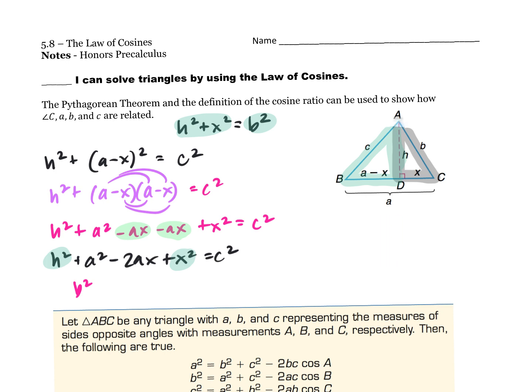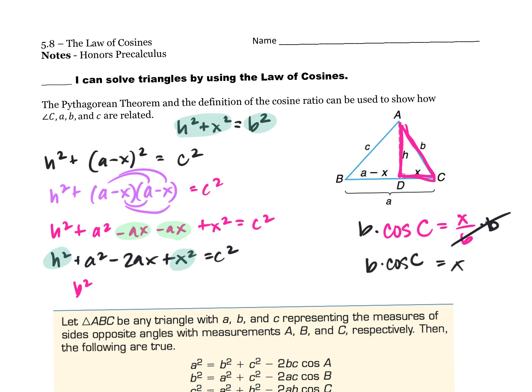What if I wanted to focus on, let me go back to this picture, beautiful angle C, and I was curious about the cosine of angle C. And again, SOHCAHTOA only works in a right triangle. What would the cosine of angle C be? Good, adjacent over hypotenuse. So what would x equal? X equals b times cosine C. I love it. Could I replace this x with b cosine of C?